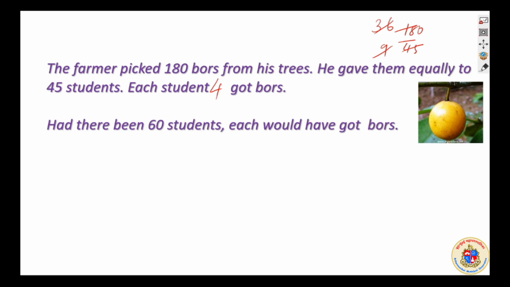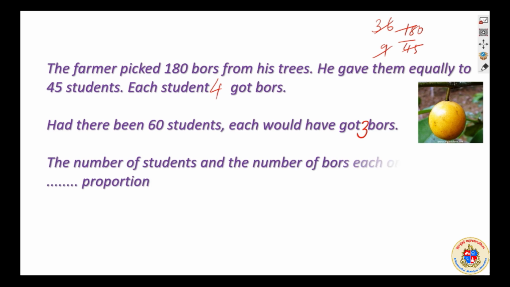Had there been 60 students, each one will be getting 3 boars. 60 into 3 is equal to 180. The number of students and the number of boars each one gets are, more the students, less the boars, in inverse proportion. Inverse proportion, another example. Boar example, not boring, using boar.